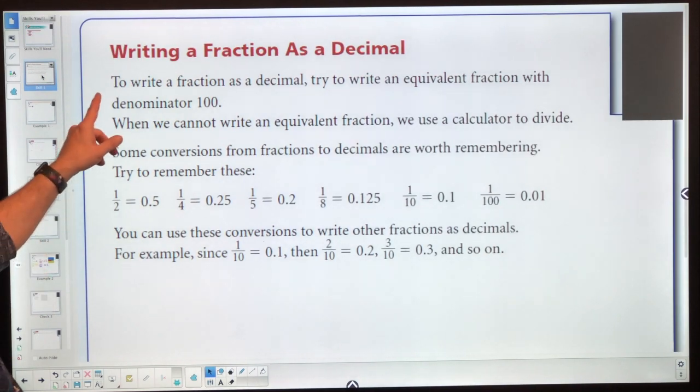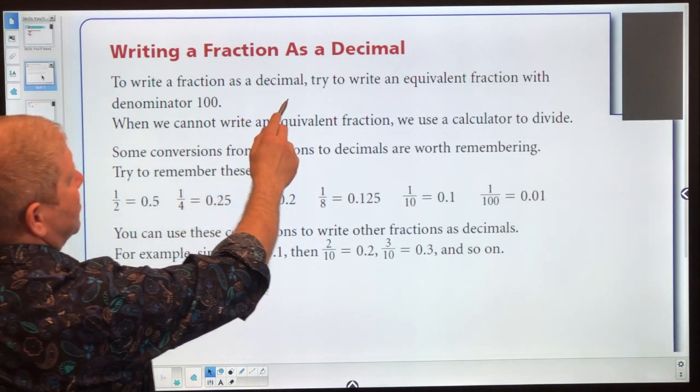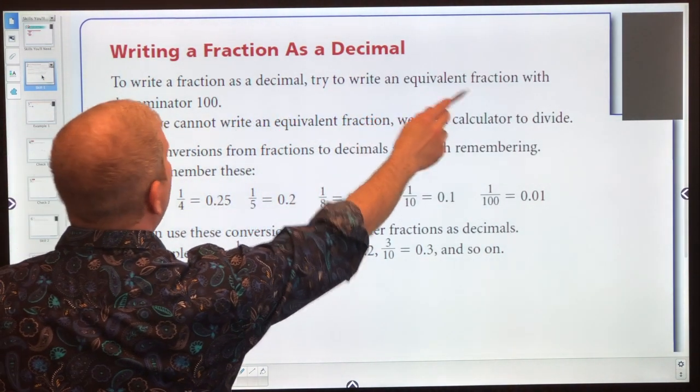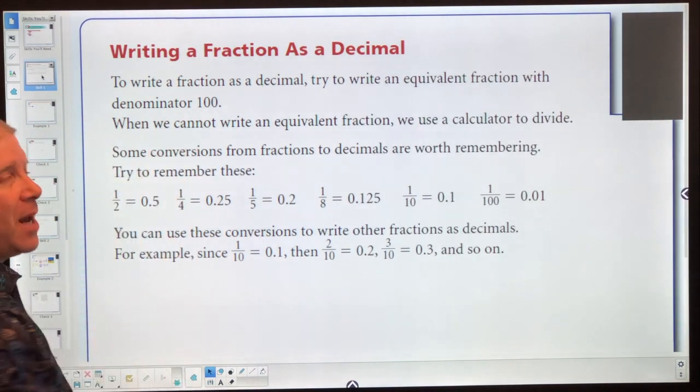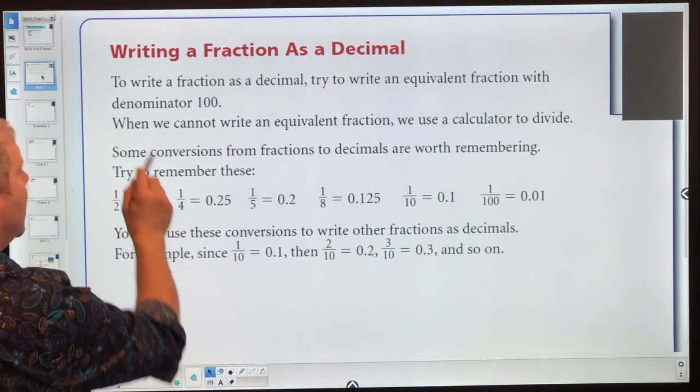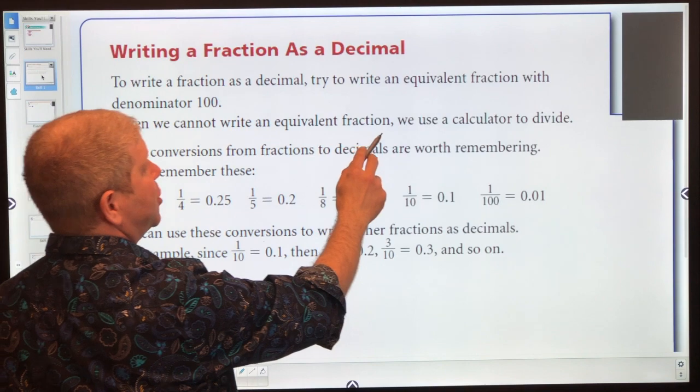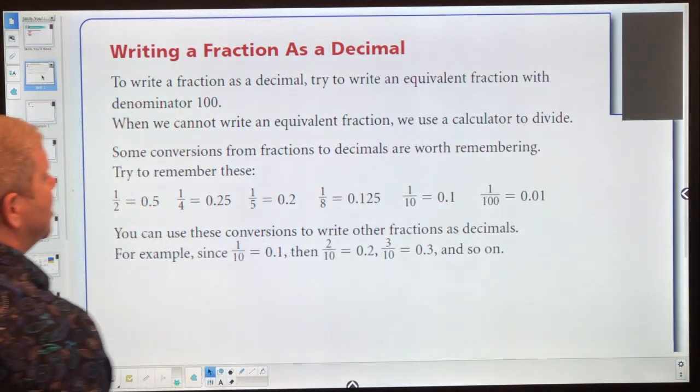So skill number one, to write a fraction as a decimal, you need to try to write an equivalent fraction with a denominator of 100. When we cannot write an equivalent fraction, we then would use a calculator to divide.